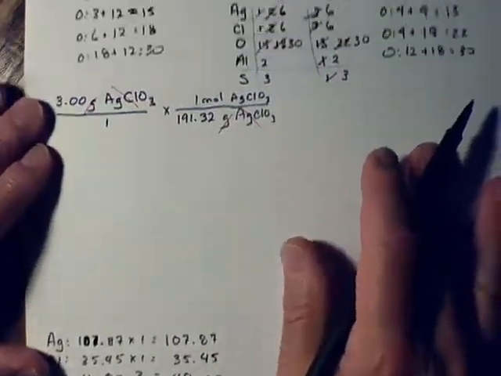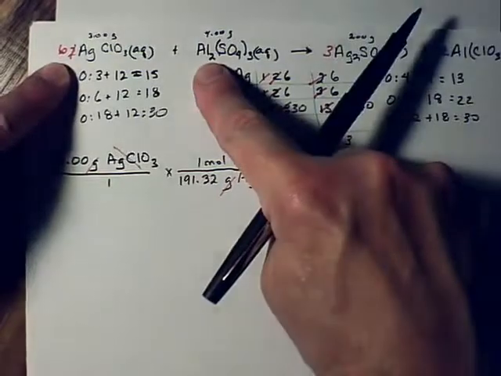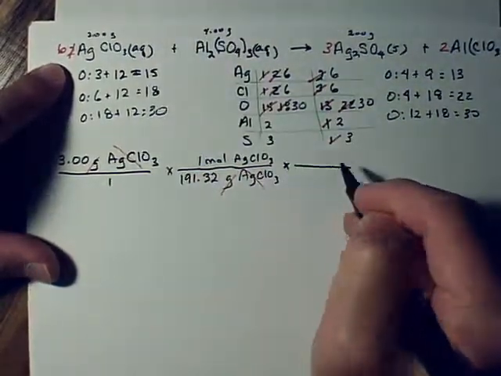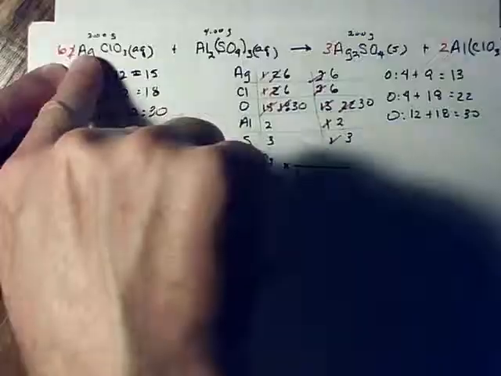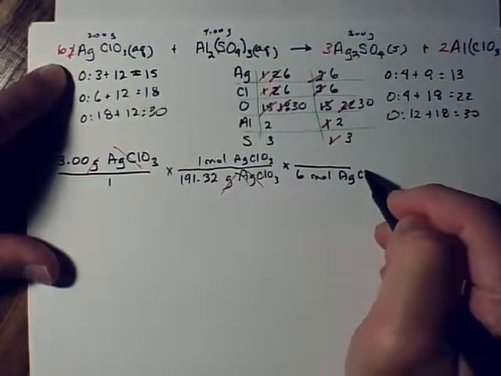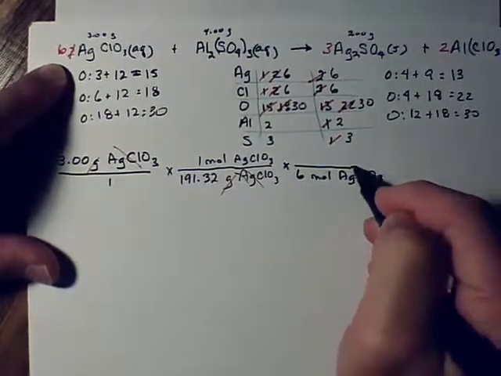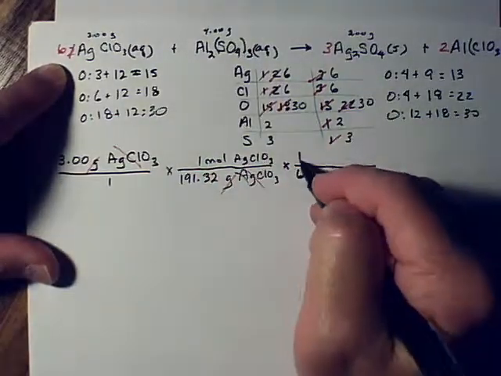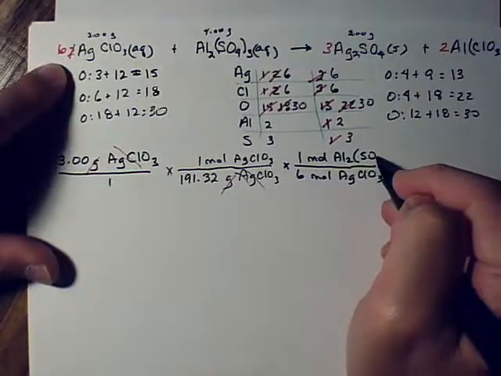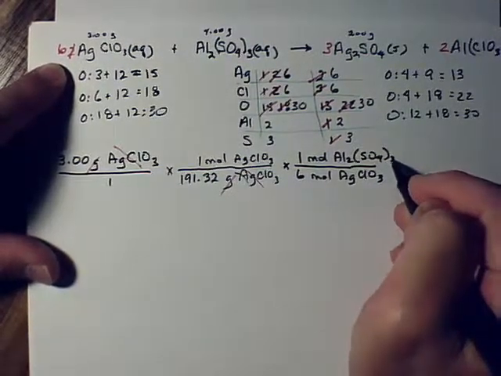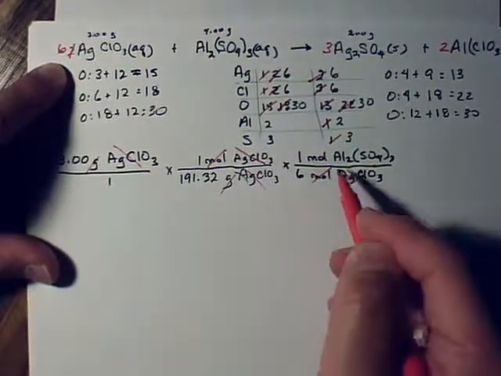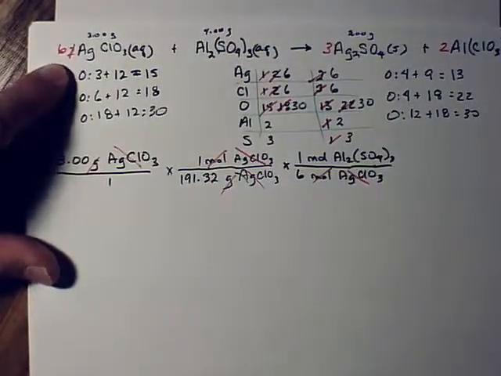Once I have moles, I can use the coefficients in the balanced equation to write a molar ratio. It's a 6-to-1 ratio. So I've got 6 moles of silver chlorate and 1 mole of aluminum sulfate. And cancel as I go. And I am now at moles of the second species, the other reactant.